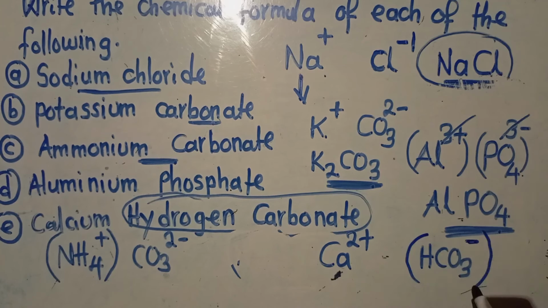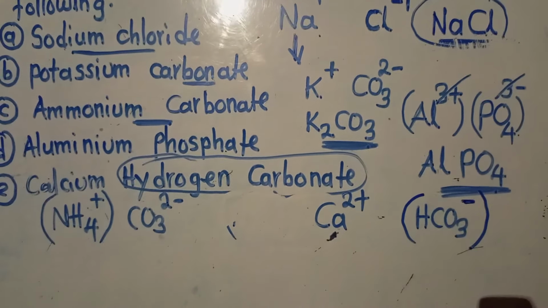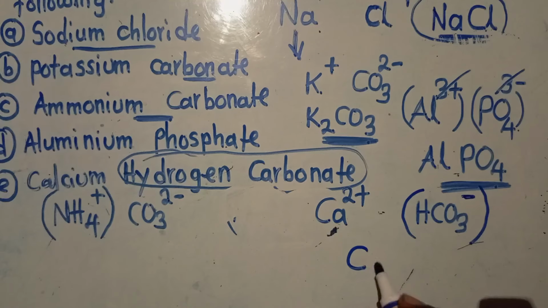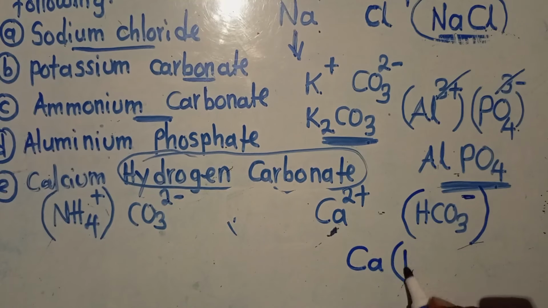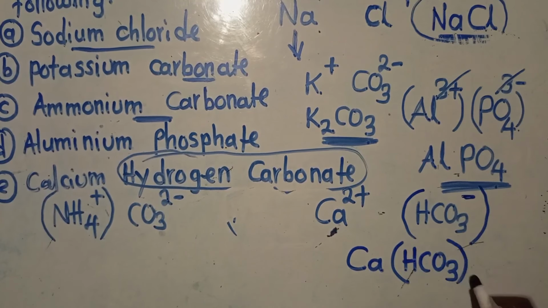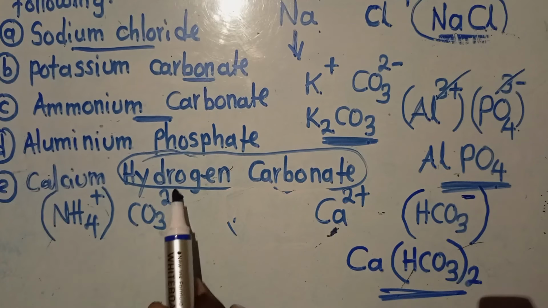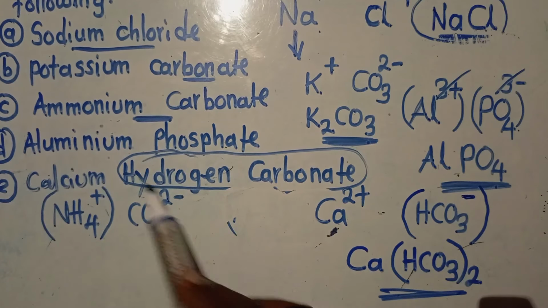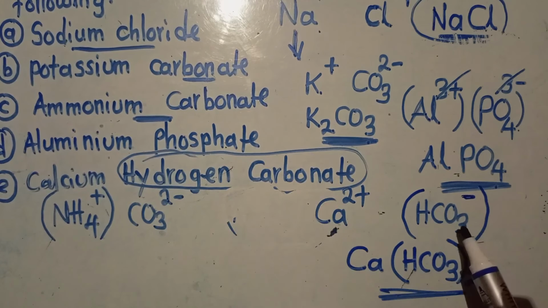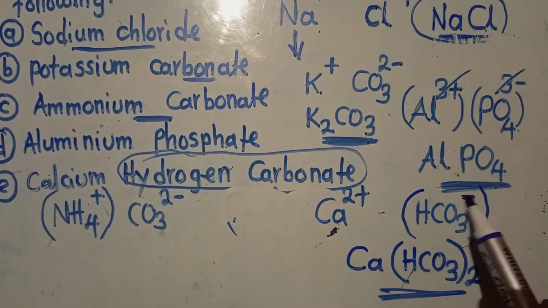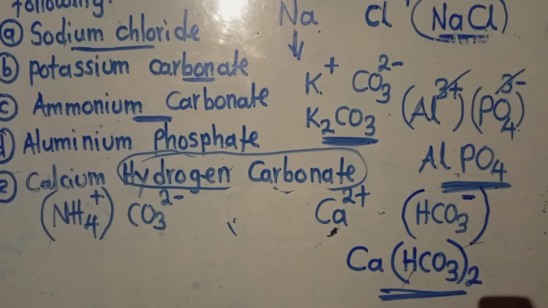I put it in brackets. This 2 comes this side. So I'm going to have something like Ca, then open bracket, HCO3 like this, then I put a 2 there. So this is what we call what? Calcium hydrogen carbonate. Hydrogen carbonate is a radical like this, having a valence of what? A valence of 1. So these are the common radicals that we get to use. Chemistry is something that is very simple.